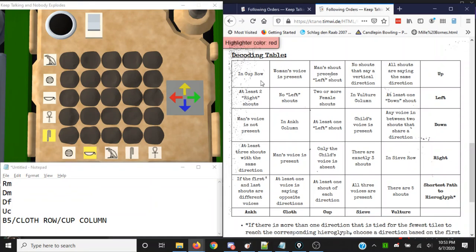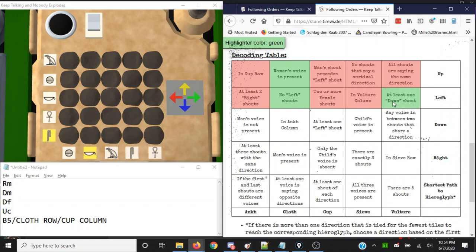In the cup row? Nope, we're in the cup column. Woman's voice present? True. Man's shout precedes left shout? Man's shout before down? False. No shouts that say a vertical direction? Very false, we had three of them. All shouts saying the same direction? Nope. At least two right shouts? Just the one. No left shouts? Indeed not, no left shouts at all. Two or more female shouts? Just one. Vulture column? False, it's a cup column.